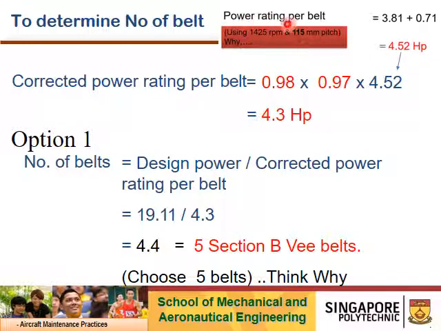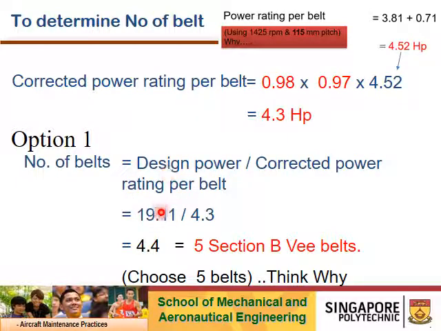Power rating per belt option 1, which we did in the earlier video. We determined 4.52 horsepower using 115 mm pitch diameter. So you multiply by the correction factor, and you realize that my power rating per belt reduced to 4.3 horsepower instead of 4.52. The reason is very simple. Using 4.3, we have to determine the number of belts: the desired power divided by the corrected power rating per belt.